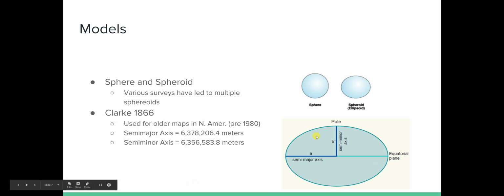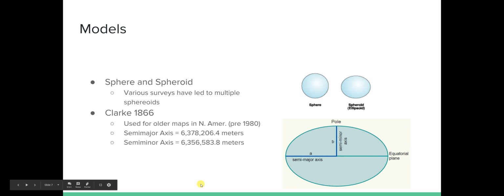So in this example that we see right here, this equatorial plane is larger, this distance, or this semi-major axis, versus the semi-minor axis. The semi-major is longer, and semi, just think of it as radius. It's half of the diameter. So the semi-major axis is a little bit longer, semi-minor a little bit shorter.